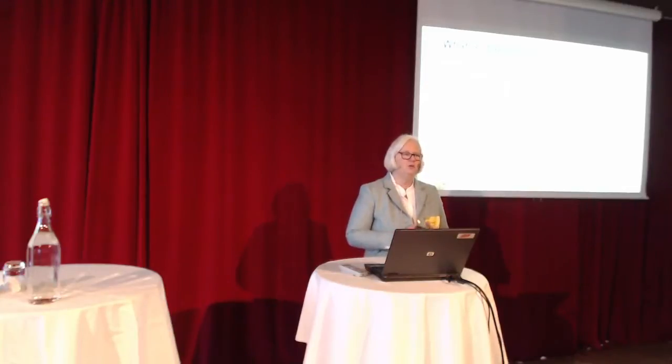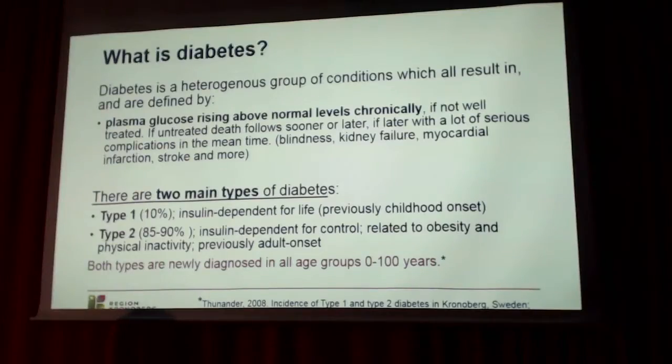Type 2 is what you hear about in the press. Almost everything you hear in the press is usually about type 2. That's related to colonization, less physical activity, too much food to eat all the time, no starvation anymore. And this is about 85 to 90% of all diabetes. The needs are different because type 1 needs insulin for life to survive, while type 2 may need it to control the disease.